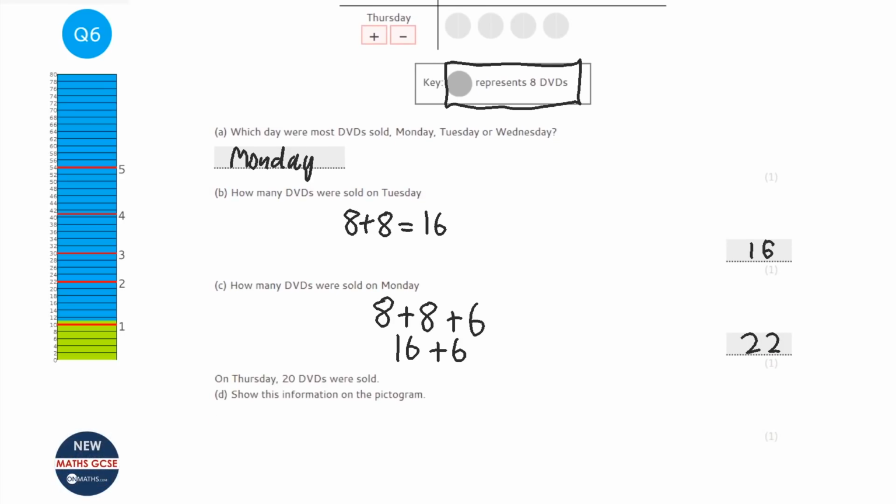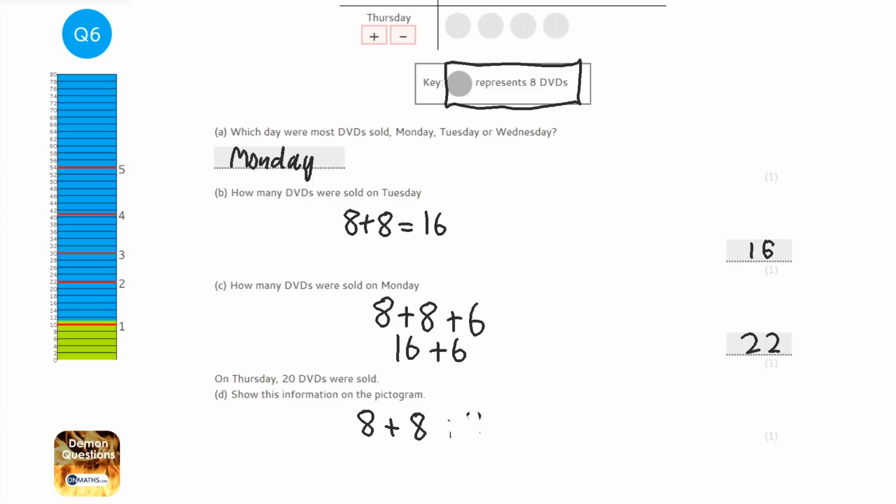On Thursday, 20 DVDs were sold. Show this information on a pictogram. So let's have a think how many circles that will be. If I've put one circle down, that's 8. Well, we've still got enough left over. If I put another full circle down, that's 16. Now 16, let's try another one. Let's put another full circle down, and that gives us 24.